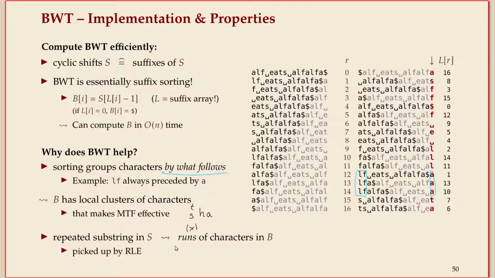And finally, if you have repeated substrings in S, you usually also get runs of characters in the Burrows-Wheeler transform, as in this example. So that's what I already said here. Alf is repeated 3 times in Alf eats Alf alpha. And that repetition in the BWT leads to runs of characters.